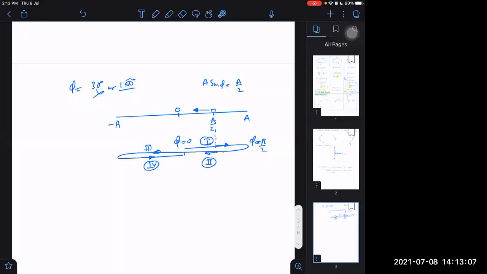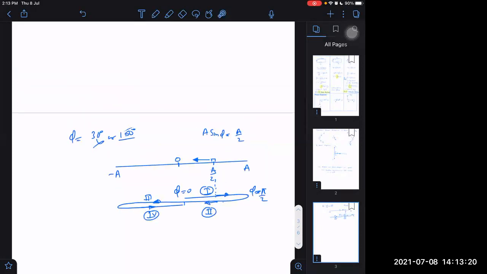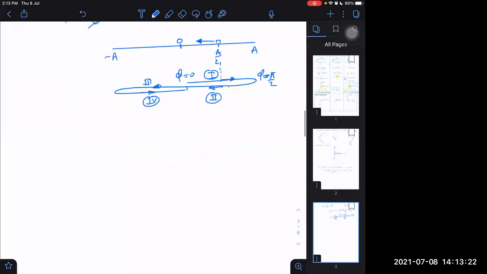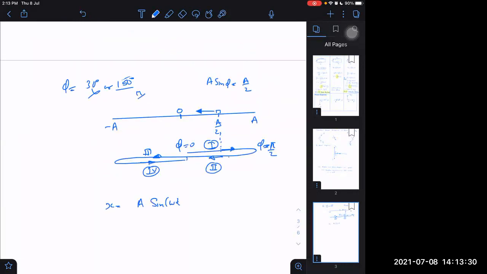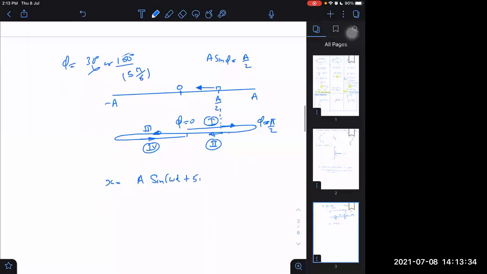One more thing I can say here. The fourth quadrant angle can be taken as the negative of the first quadrant, and the third quadrant can be taken as the negative of the second quadrant. That also can be done. So this is called a line diagram. Now I can write an equation from this. What is the equation? The equation will be a sine omega t plus 5 pi by 6.